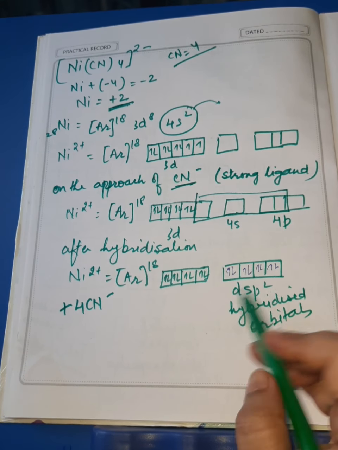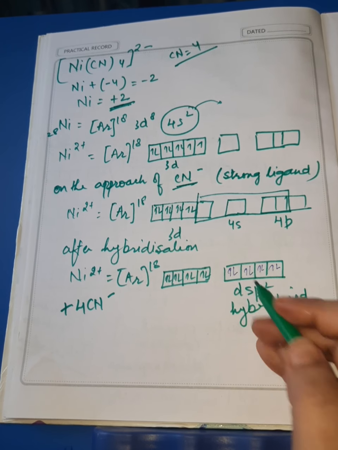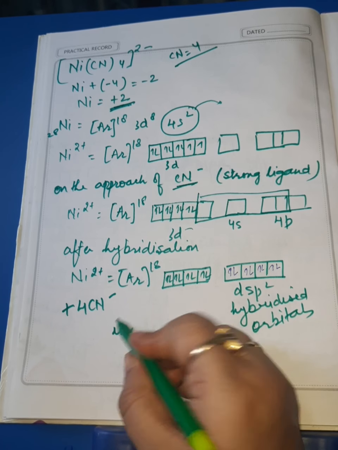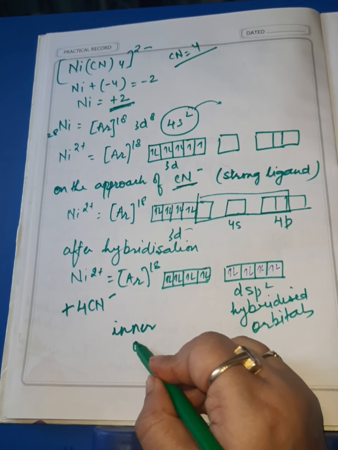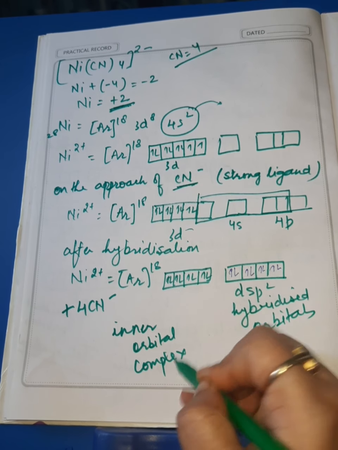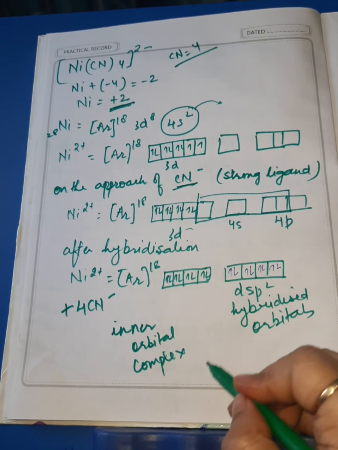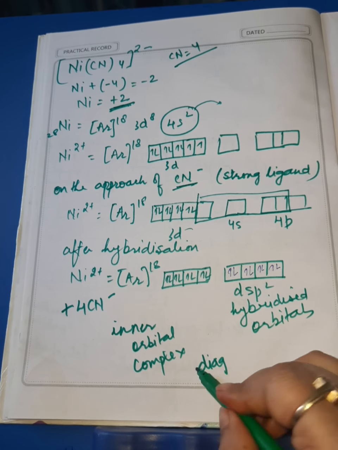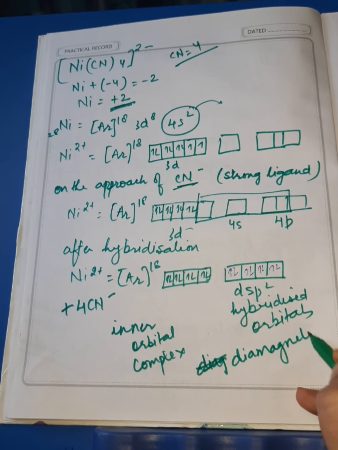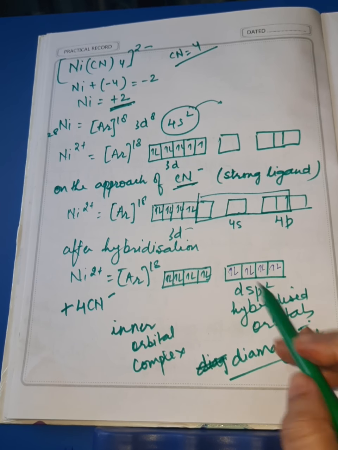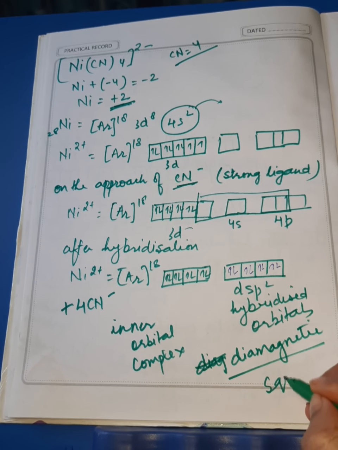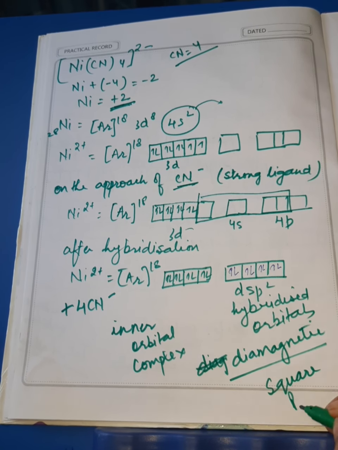So, if you look at the complex, in the formation of the complex, the (n minus 1) d orbital is involved. So, we can say this complex is inner orbital complex. Now, no unpaired electron is left. So, it is a diamagnetic complex. Clear? Since its hybridization is dsp2, its geometry will be square planar.